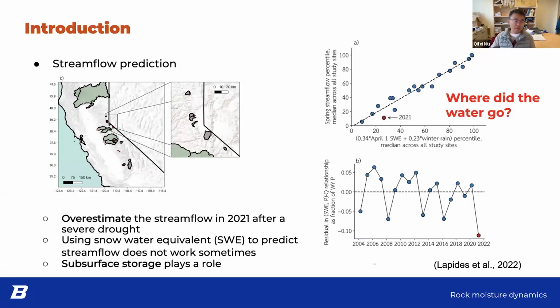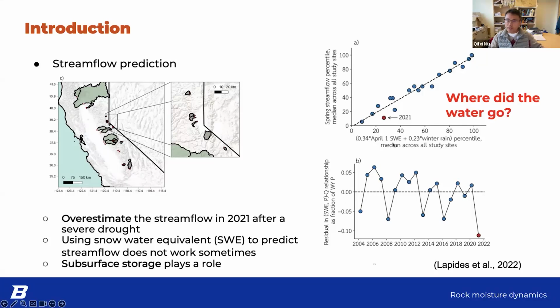Here's one example from a paper published in Geophysical Research Letters in 2022. It is about California. When they predict the water available for the next year based on the snowpack, they usually use the snow water equivalent, the SWE, on April 1st, and then try to predict the maximum streamflow in the next spring or summer.